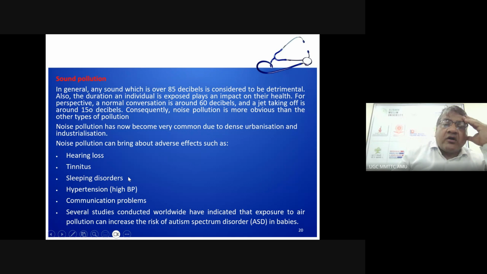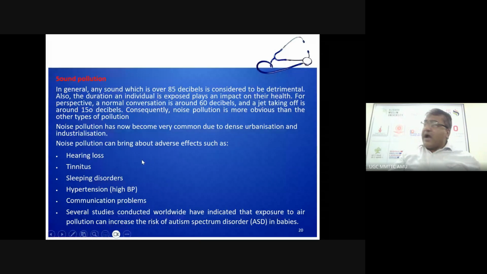He will be irritated. He will not be interested in work. He will not give 100% performance. All are the side effects of sleeping disorders. Sound pollution also gives rise to high BP, communication problems. Several studies conducted worldwide have indicated the exposure to air pollution can increase the risk of autism spectrum disorder in babies.